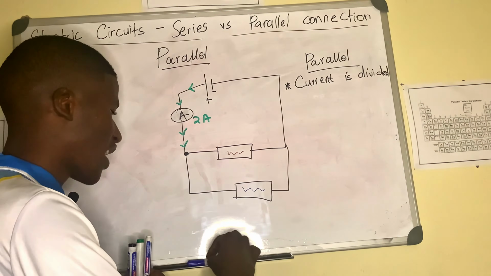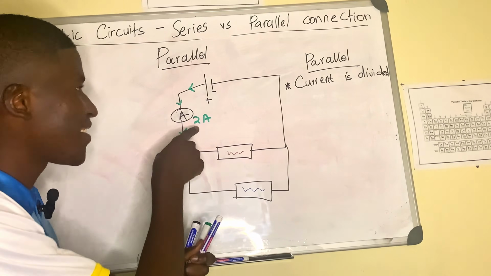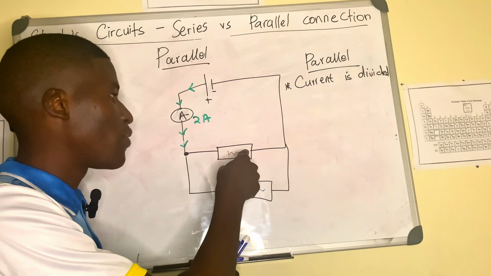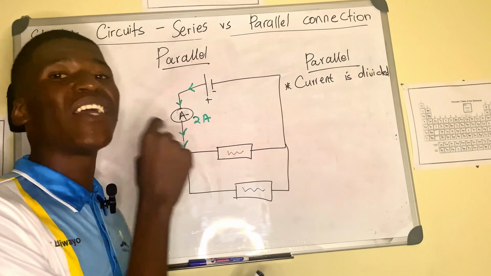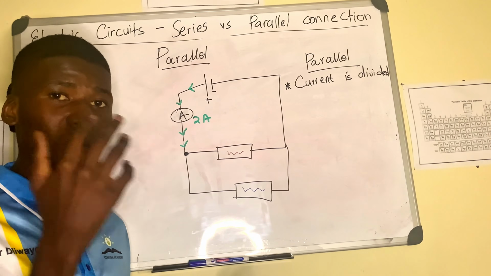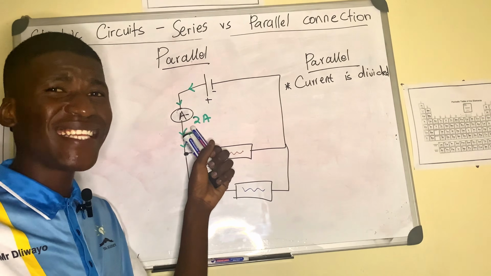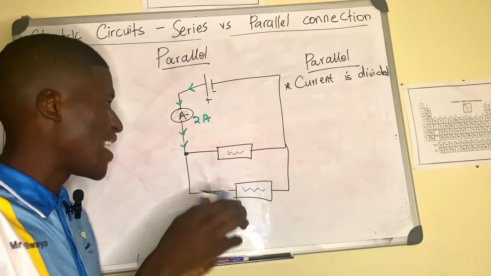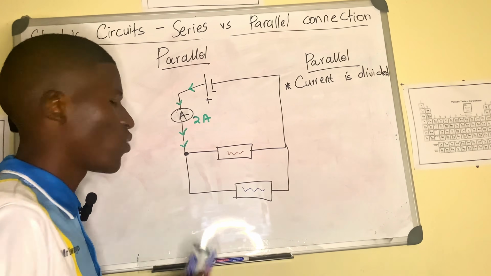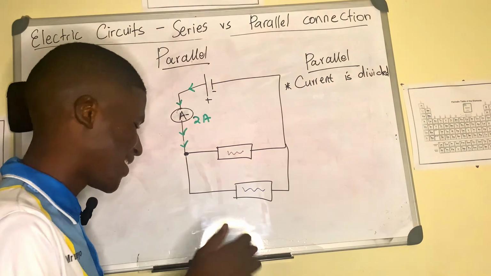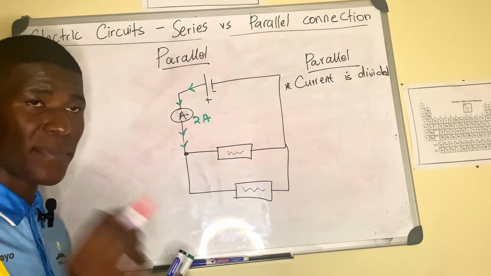Now, please do not assume that since this is 2 amperes, here it will be 1, here it will be 1. We will still see how that works, but don't guess to just say, since I've got 2 amperes here, when it gets split, this one will get 1, this one will get 1. No, not necessarily. So let's see how it splits first of all.